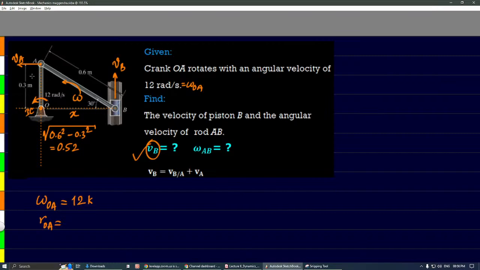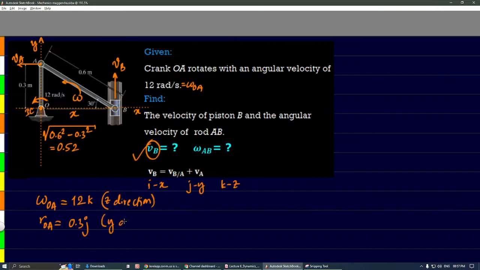Y direction, no? OA, this is Y direction. This is X direction. So ROA can be written as 0.3 IJ. Correct? So I is X direction, J is Y direction, K is Z direction. Because this is Z direction, that's why we have taken K.